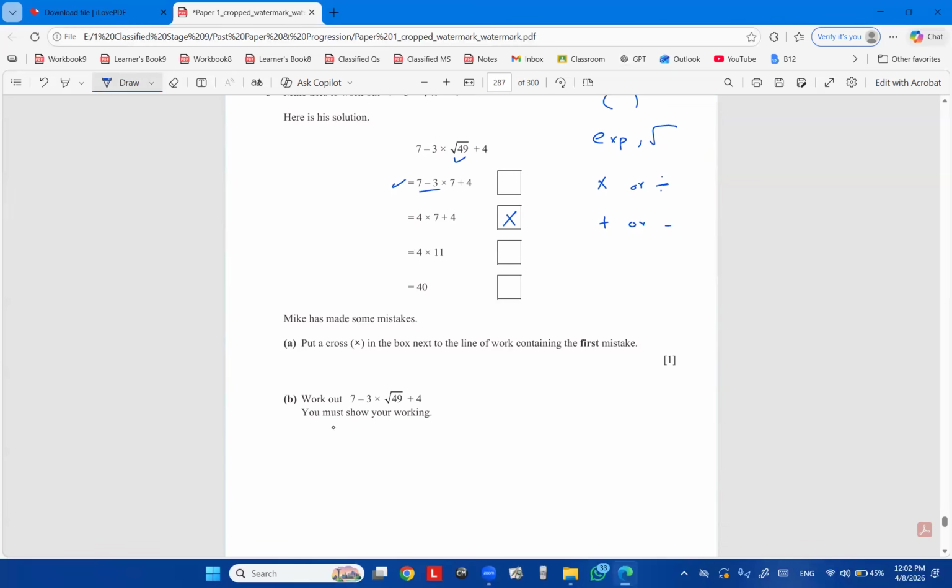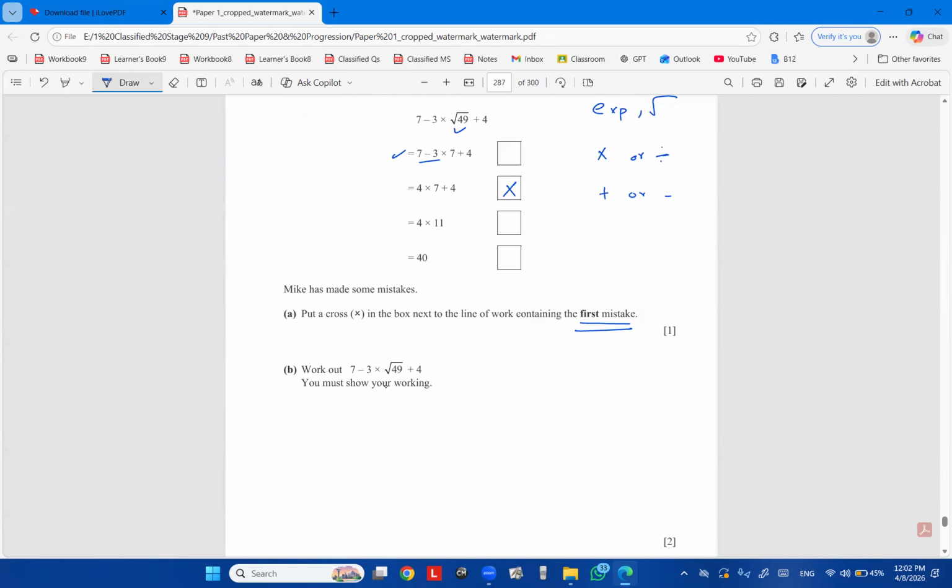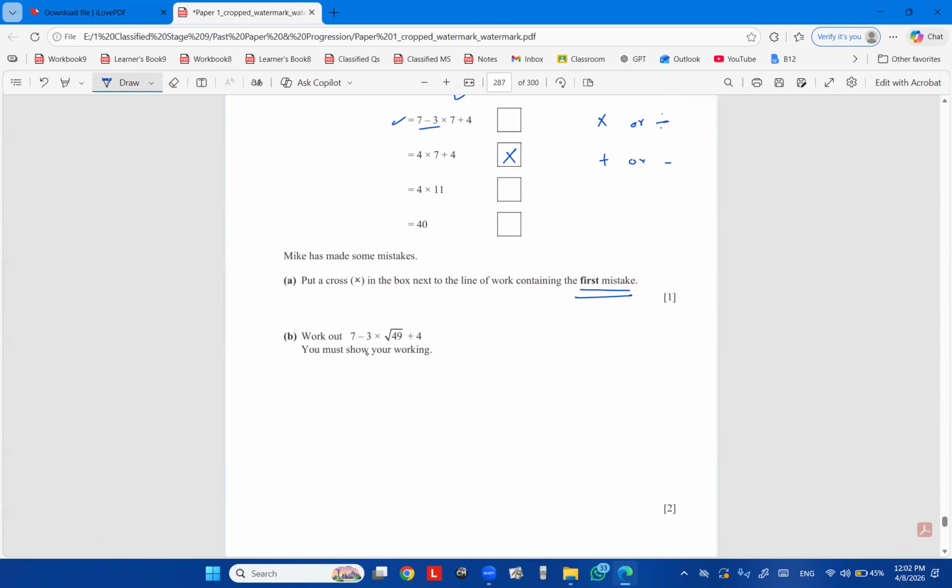All right, the next question. Yes, the rest are also wrong, but they want from you the first mistake only. Work out 7 minus 3 multiplied by square root of 49 plus 4. Here we're supposed to start with the root. So 7 minus 3 multiplied by 7 plus 4. Then 7 minus 21 plus 4. Then you must do 7 minus 21, which gives you negative 14, plus 4 equals negative 10.